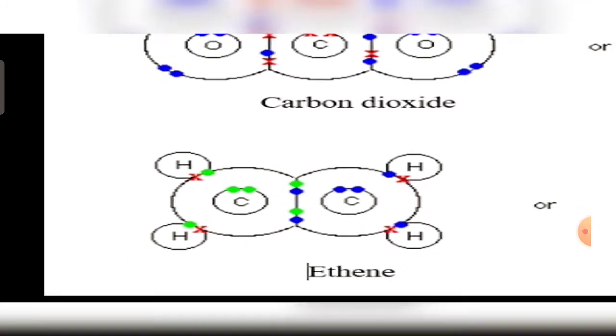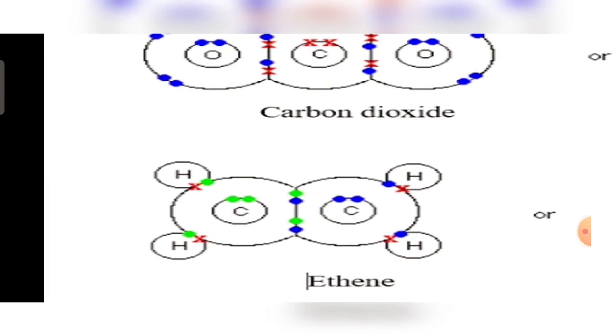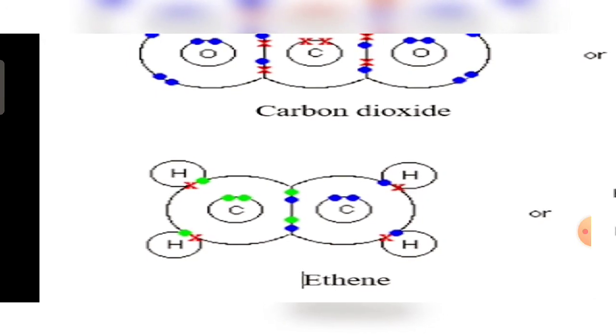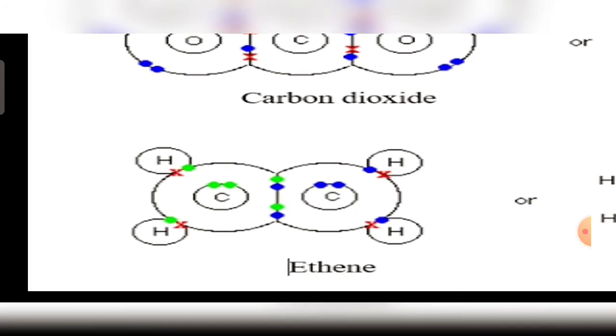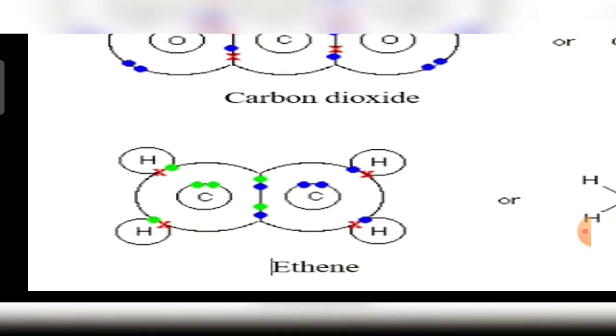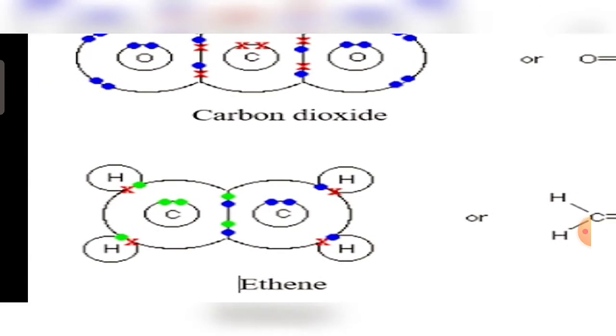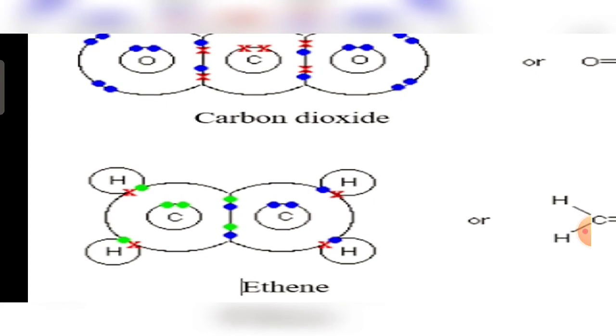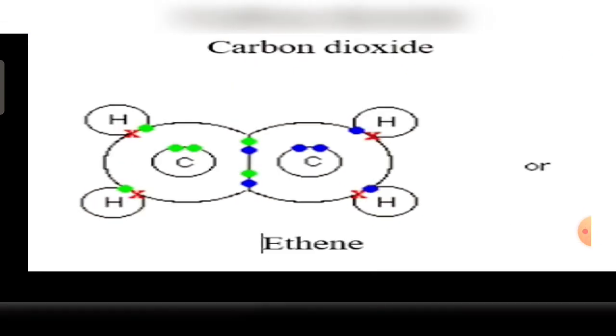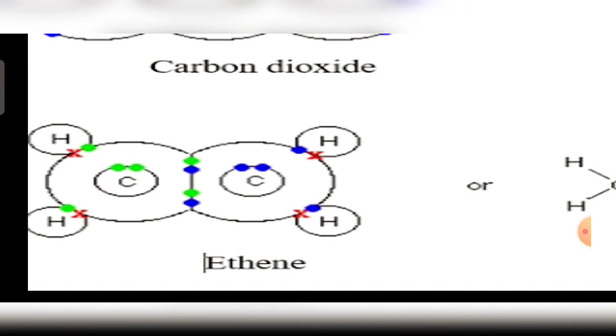And here is the ethene molecule. You can see here two carbon atoms which have 4 electrons in their outer shell. So carbon wants to complete its octet by sharing electrons with the hydrogen atoms. But when both carbons share electrons with the hydrogen, the total number of electrons will be 6. So they require 2 electrons more to complete their octet. That's why they will share 2 electrons with each other.